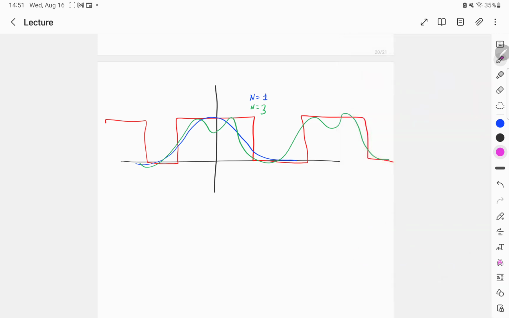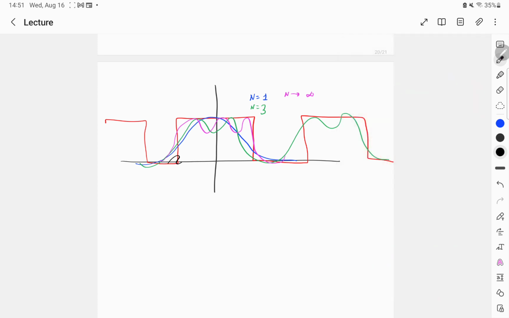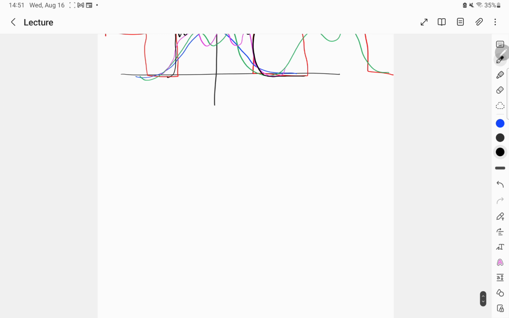As n grows larger, let's say as n goes to infinity, the error grows smaller and smaller. And at the end, we would have a value which is very close to the square wave like this. So it goes closer and closer to the real periodic signal.